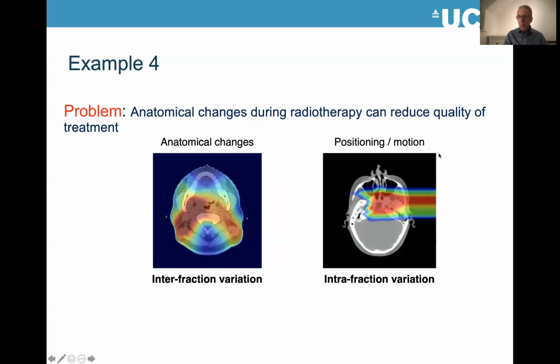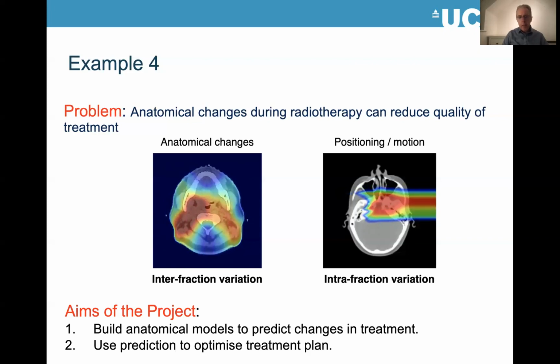Looking on the right, we can see positional variations or slight movement. And this was simply modeled by a proton beam in this case, coming in from the right and looking at the dose map with day-to-day or even during the treatment changes. So the aim of this project is to build these anatomical models to predict changes in treatment, and then use those predictions to help create a better treatment plan, a more optimal treatment plan at the outset.